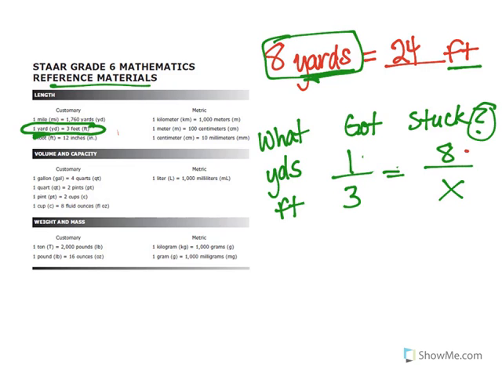All right, so always, always remember, guys, point to your variable. All right, how do I get from 1 to 3? Well, I'm going from a small number to a big number, so I'm going to multiply. 1 times 3 is 3. What you do to one side, you must do to the other. 8 times 3 is also 24. See? No biggie. Let's try one more.